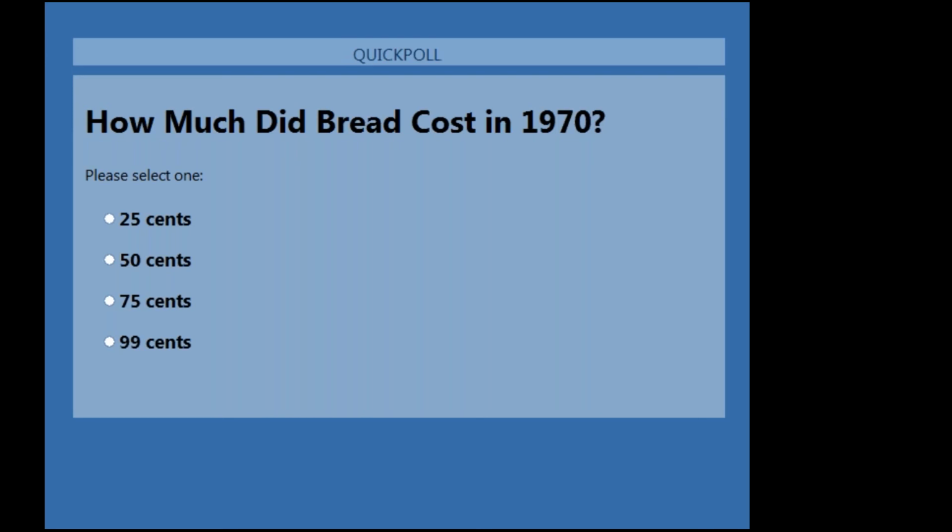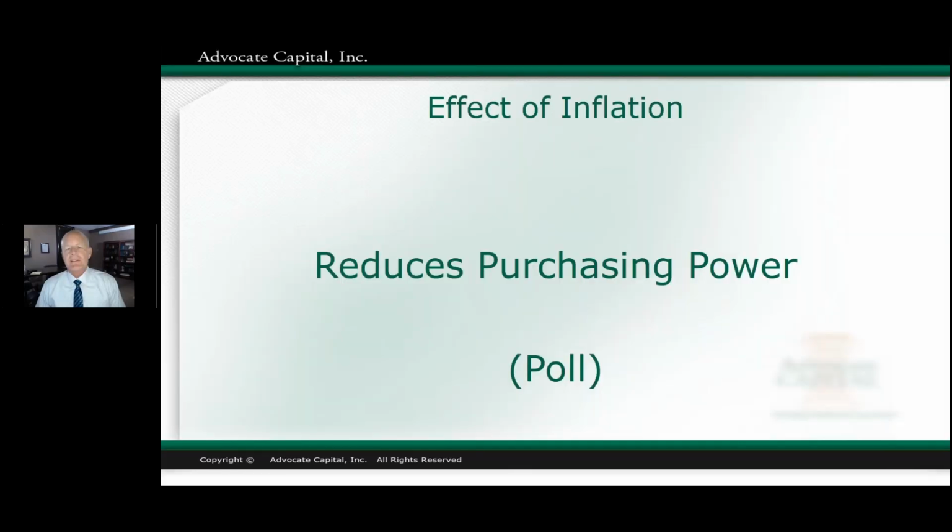All right, the votes are starting to come in. A few more votes coming in. You're doing pretty good in this one. Again, this is anonymous, but I'm going to close it out. About 80% of you got it right. It's 25 cents. So inflation has a very undermining effect on purchasing power, right?